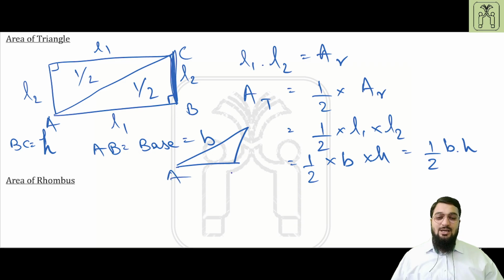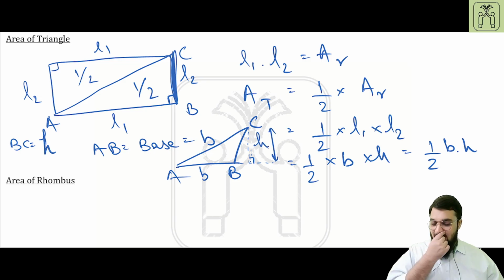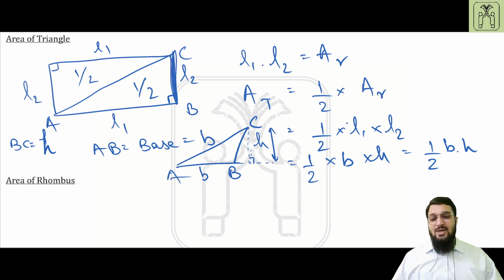So here A, B, C, if we take AB as the base, then we will extend AB and make a perpendicular line which will extend till C, and the length of this extended line will be taken as the height. We will multiply using the formula half base into height, and we will get the answer.